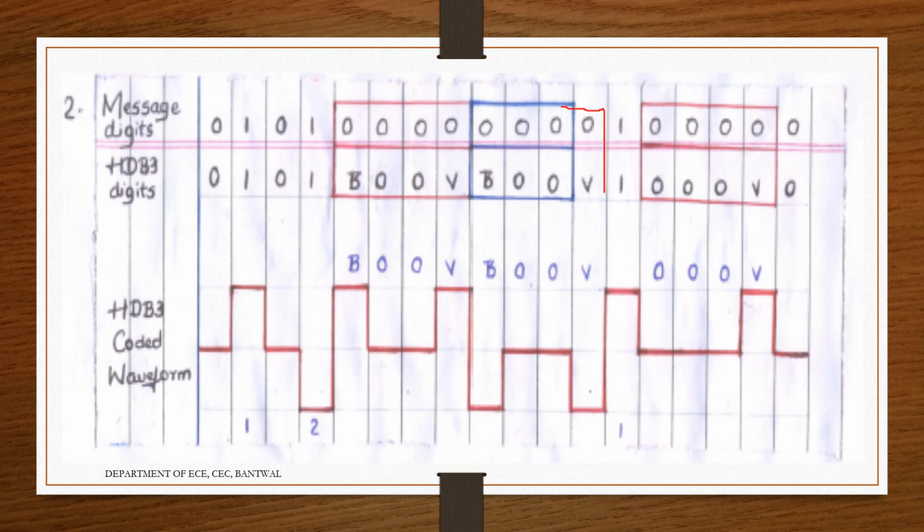Another set is here: 0 0 0 0. Now first I am going to check the parity. I have to check whether it is odd or even: 1 and 2, so total 2. So it should be even.